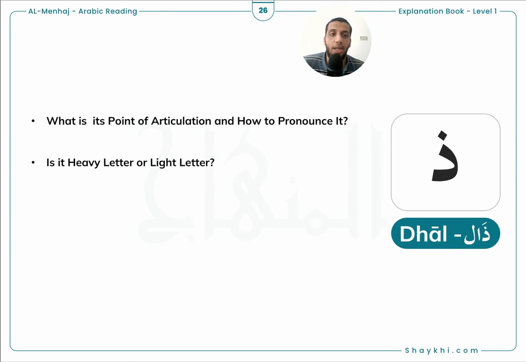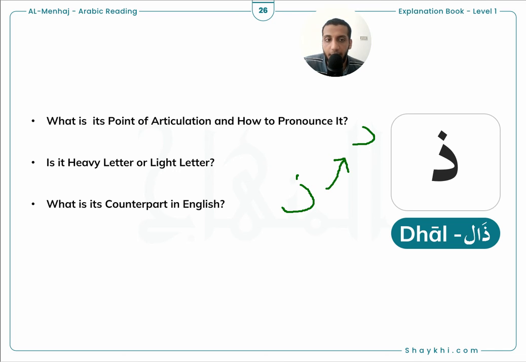So let's move now to the next question, which is: what is the counterpart of letter Dhāl in English? We have here letter Dhāl. Let's write it again. If you remember, by the way, as we said at the end of the last episode, it's a shape mate of letter Dāl. So letter Dhāl here, what is its counterpart?